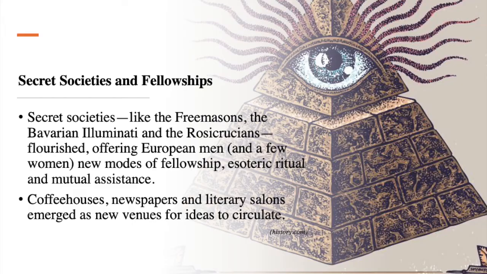Now, other features or other highlights of the Enlightenment period, we have secret societies and fellowship. Let me read this. Secret societies like the Freemasons, the Bavarian Illuminati, the Rosicrucians flourished, offering European men and a few women new modes of fellowship, esoteric ritual, and mutual assistance.